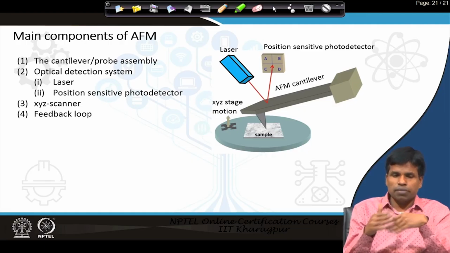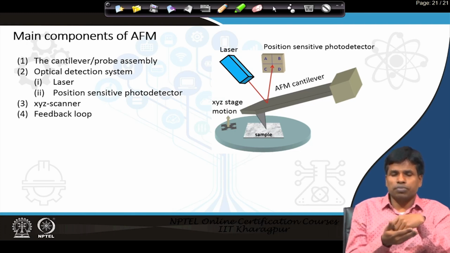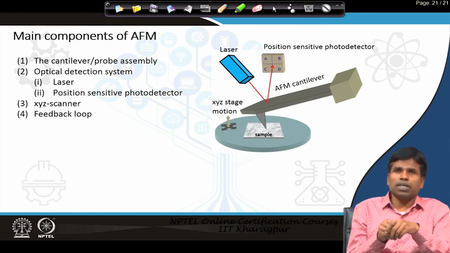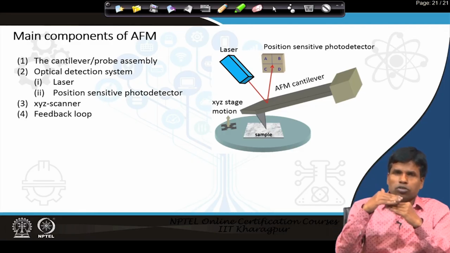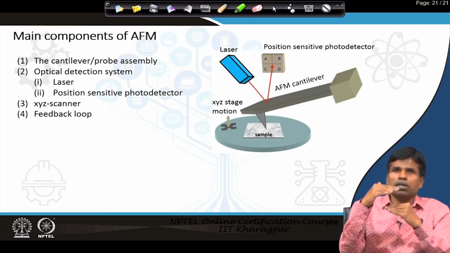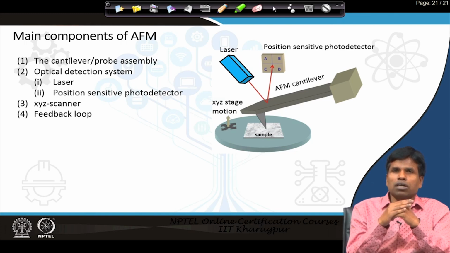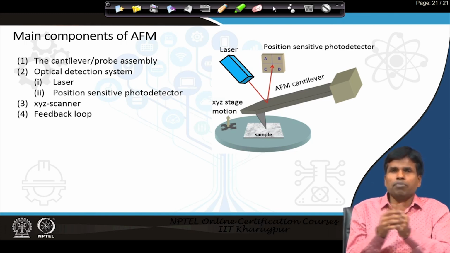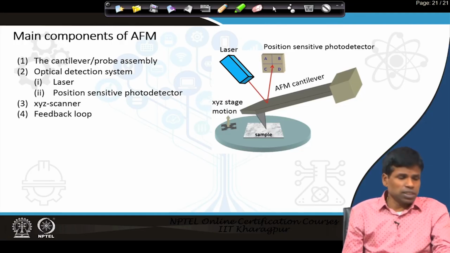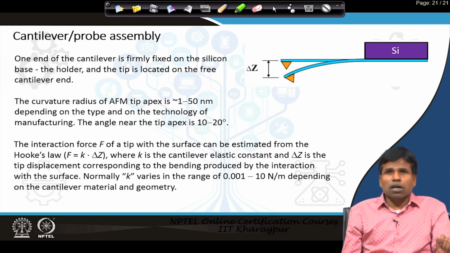Similarly, we have an XYZ scanner, so the sample can be moved in different directions. The tip can be brought closer to the sample, or the sample can be taken upwards towards the tip. And then we have the feedback loop, which is a type of electronic system that controls everything, the positioning, movement, etc. So, these are the four major parts in the AFM system, but the heart of the AFM is the cantilever probe assembly.